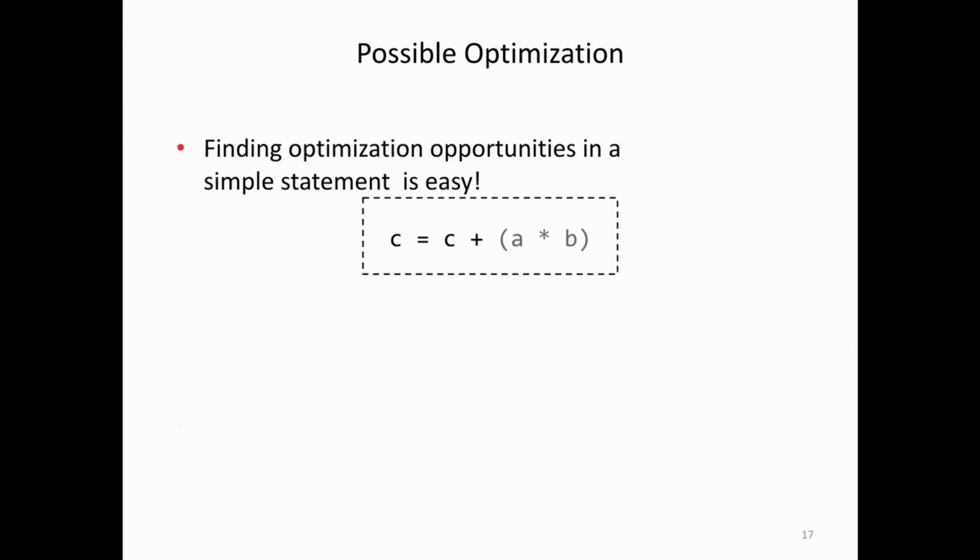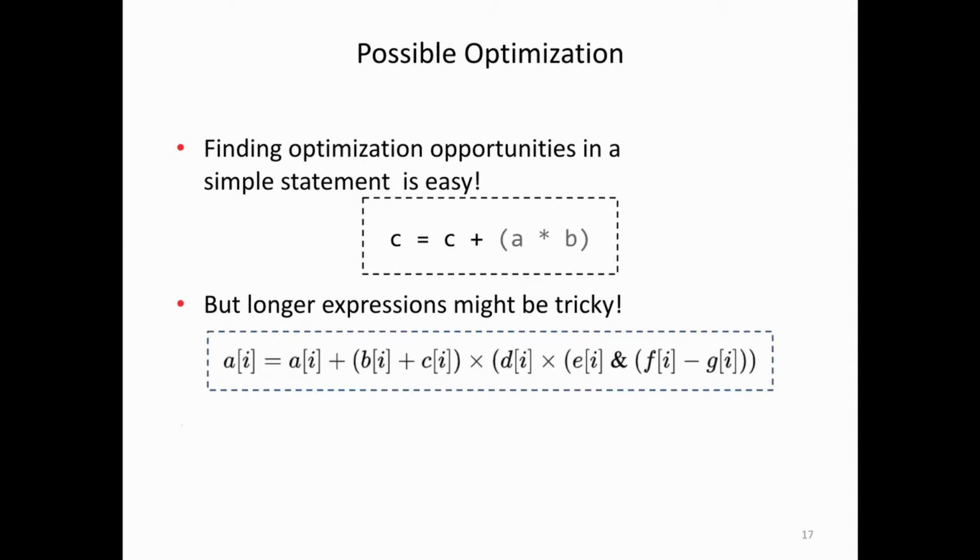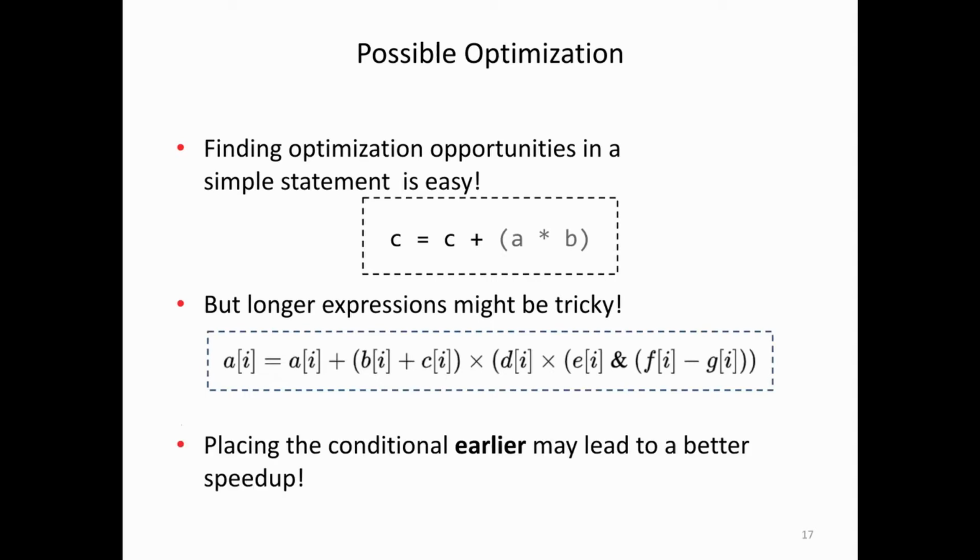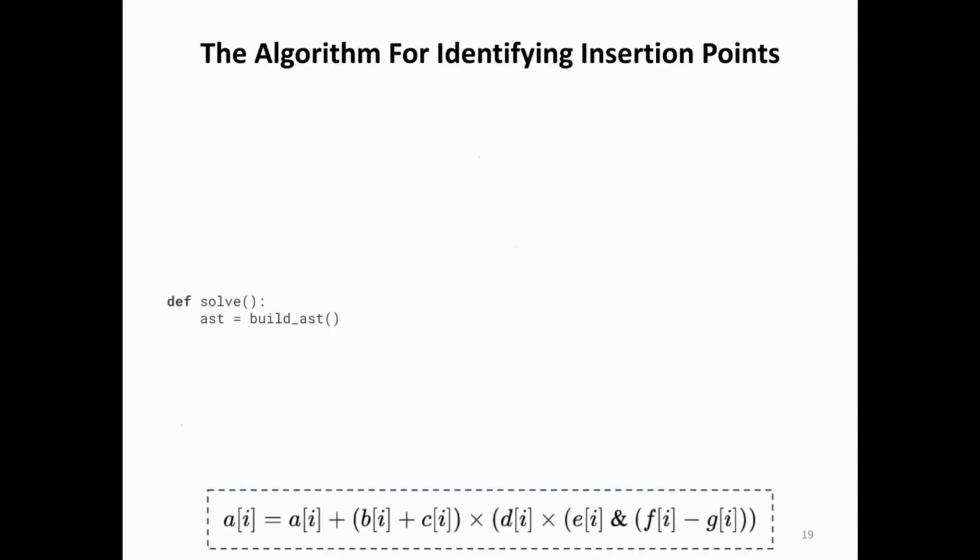Finding the optimization opportunity in a small mathematical expression is easy, but in longer expressions it might be tricky. And we want to place the conditional as early as possible to avoid as many instructions being executed. So how do we find the insertion point for any given expression?